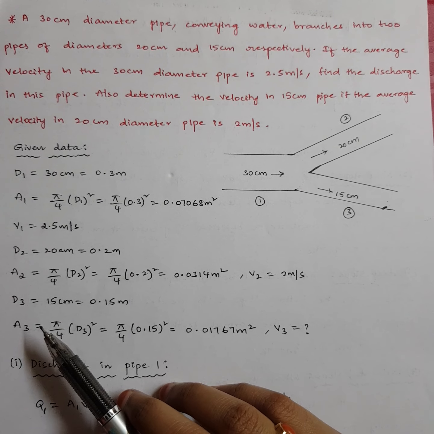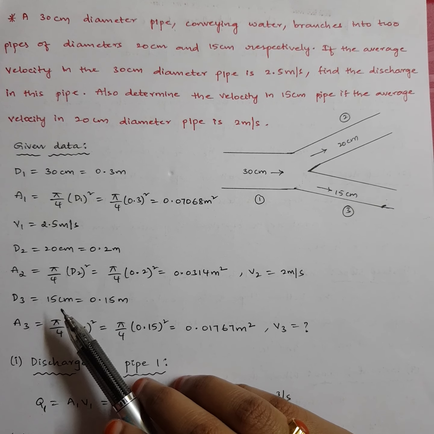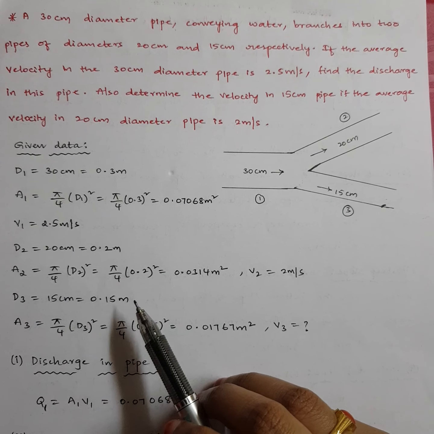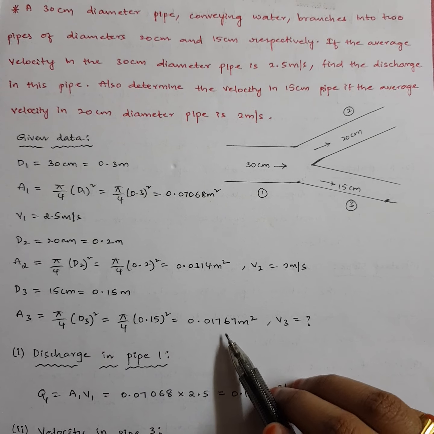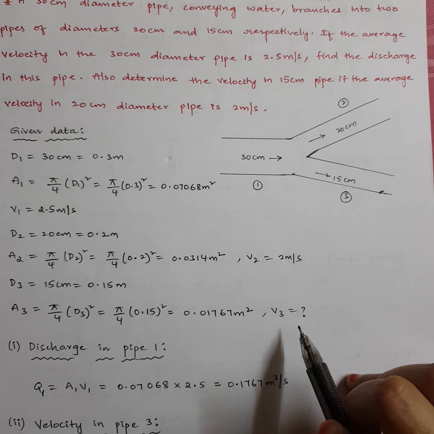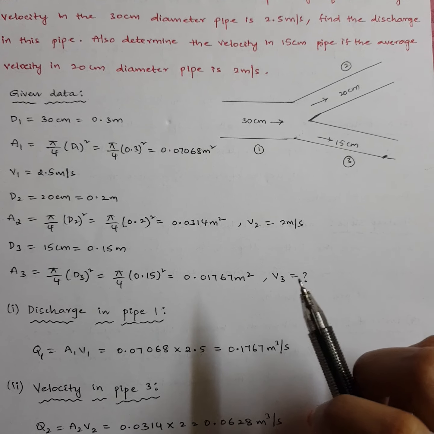What is the other branched pipe? d3, 15 centimeter dia, which is 0.15 meters. Next, A3, pi by 4 of 0.15 square. So this is what the area will be. We don't know v3, so let v3 be v3 only.